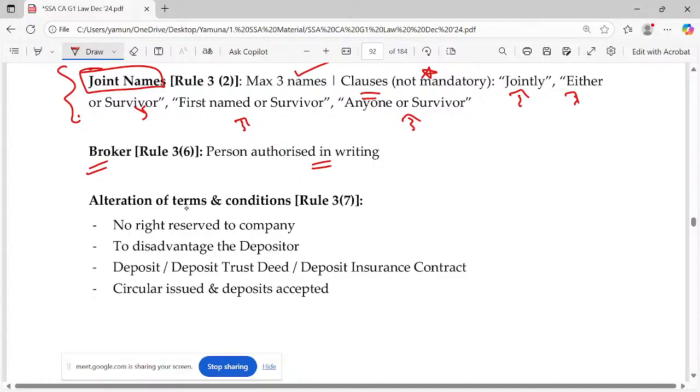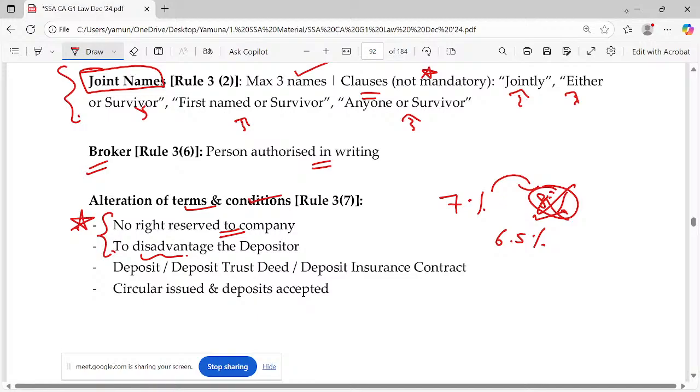If you want to make changes like alterations in terms and conditions, please make a note. First point: no rights reserved to the company. Suppose 7% has been there and you are increasing the rate of interest to 8%. This can be done, because who is benefiting? As per the terms and conditions, I the company promised 7%, and now I'm increasing to 8%. Obviously you can change the terms. But in case 8% is reduced to 6.5%, no, because it is creating a disadvantage to the depositor.